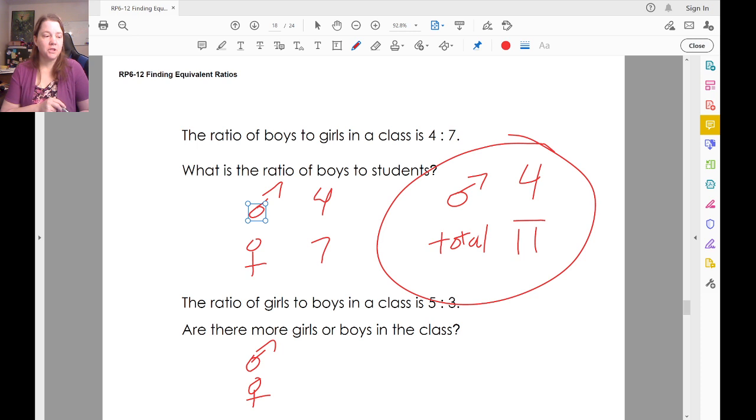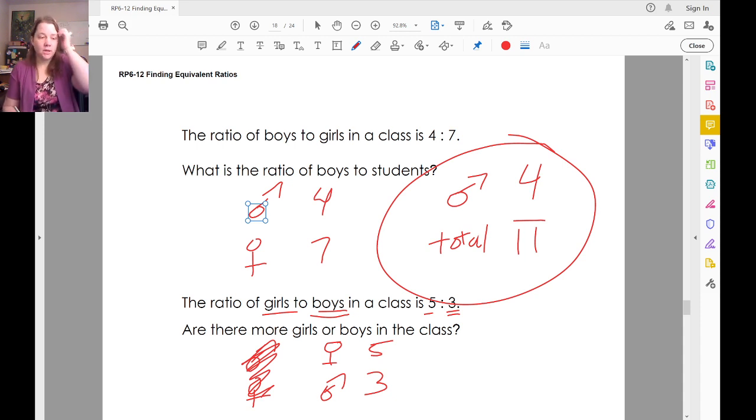Down below, the ratio of girls to boys. So they have switched this up. Girls to boys in a class is 5 to 3. Are there more girls or more boys? Well, what's the bigger number here? Notice that girls were first and boys were second. So the first number is the girls, the second number is the boys. So in this class, there are more girls.